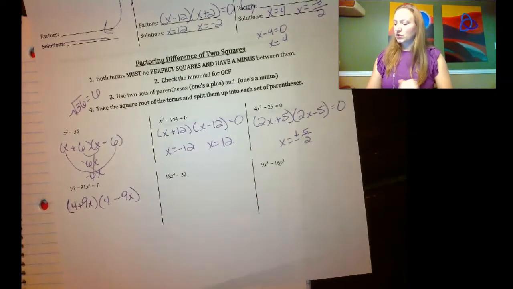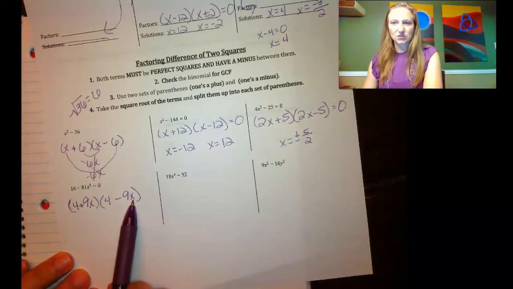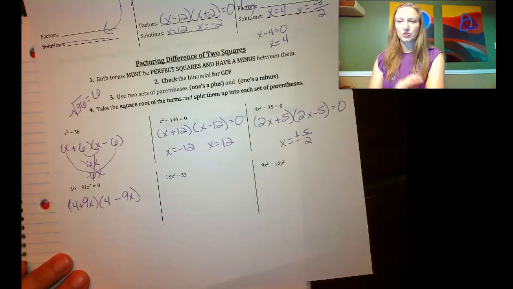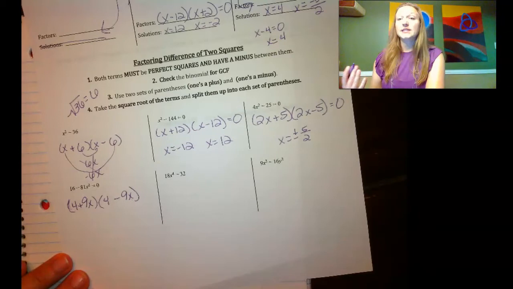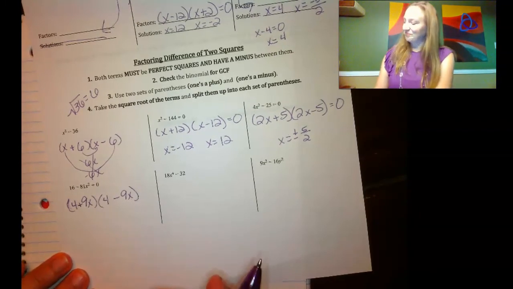Students tend to want to switch these around and do 9x plus 4. The problem is this negative sign goes with the 9x, so just leave it like this. Resist that temptation to switch it around. I know it's super common in algebra to always put the x term first, but in this case it would mean something else, so don't do that. Just leave it like this.